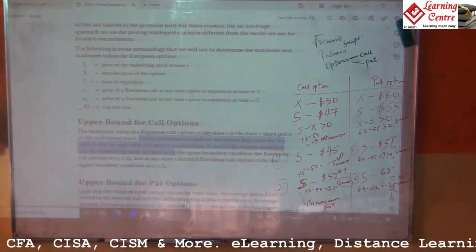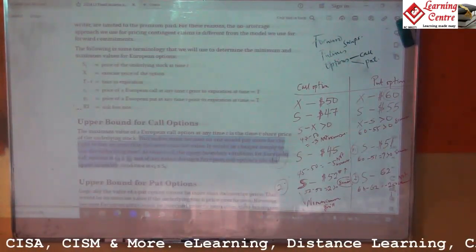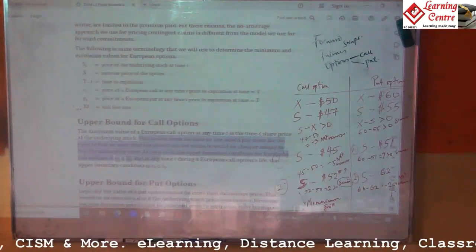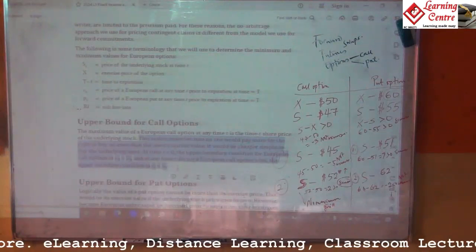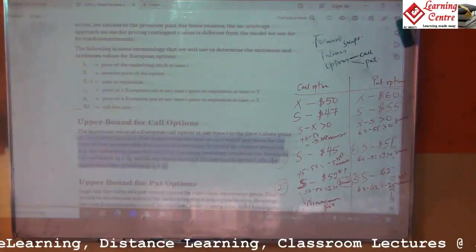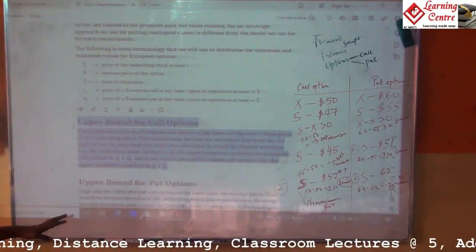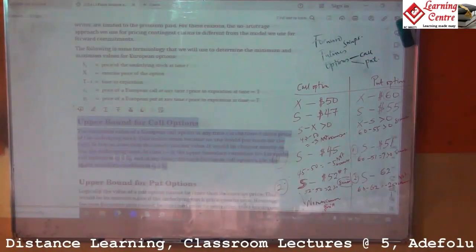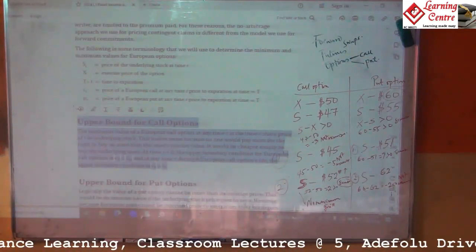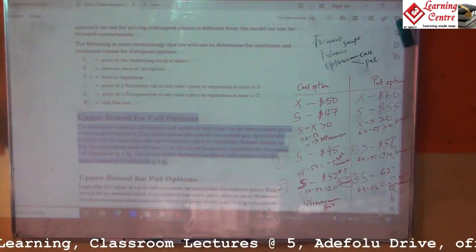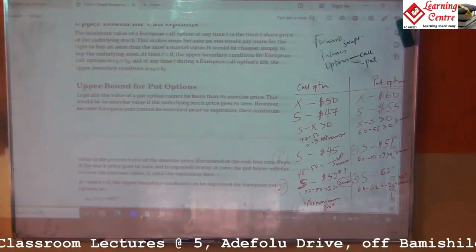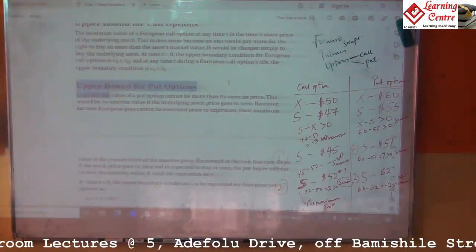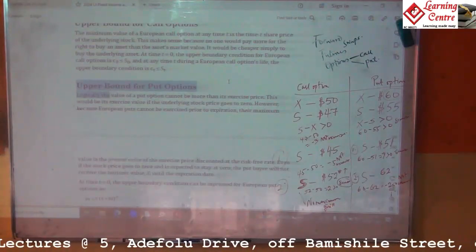So at time T, the upper boundary condition for a European call option is S0 at any time. So that's basically what we have said. The upper bound for a call option is the stock price. So as the stock price is going up, it is going up. Now, for the put option, we look at that as well.